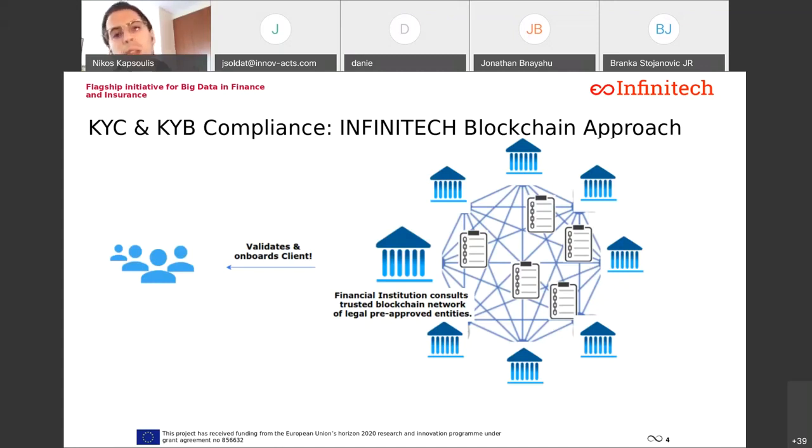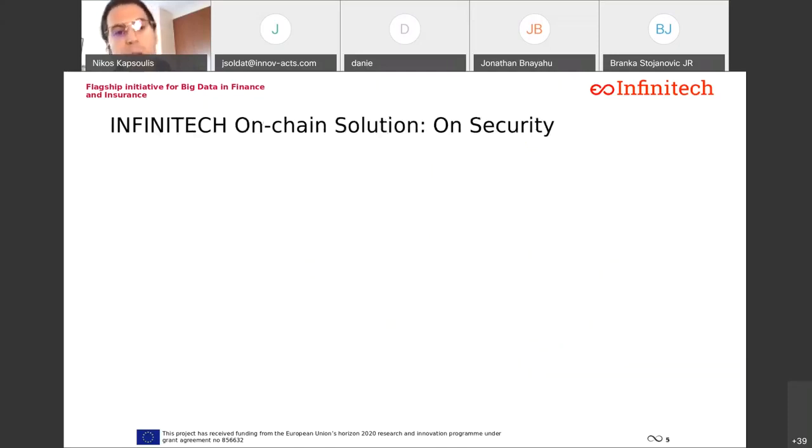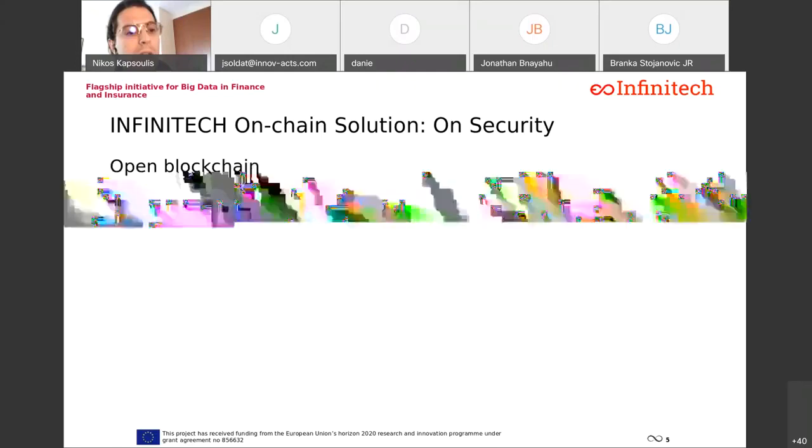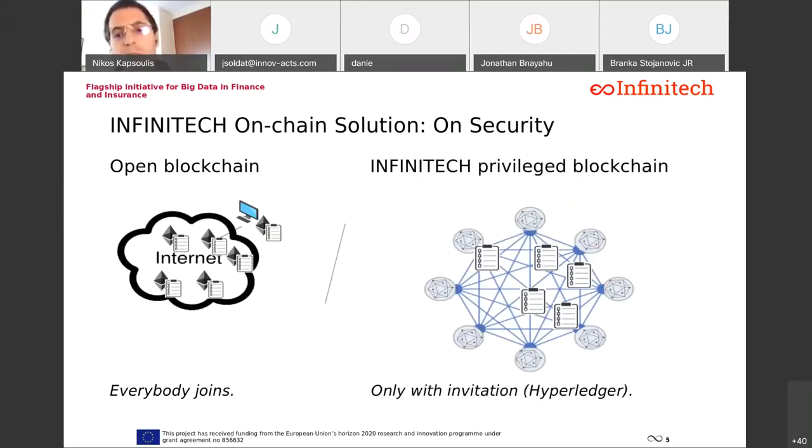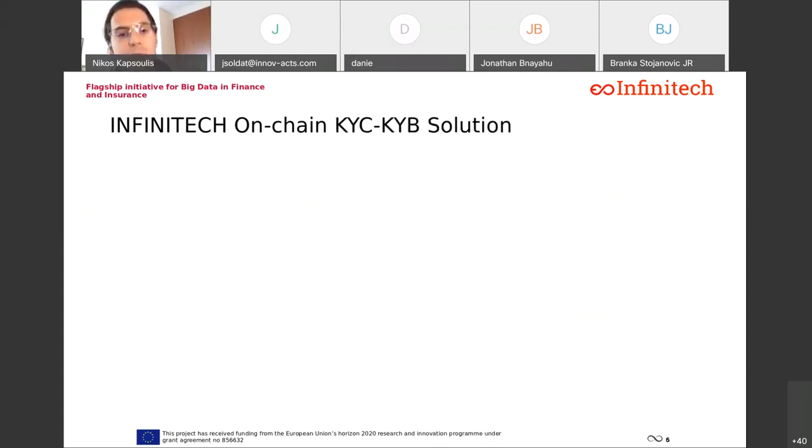So in a nutshell, this is how we approach the KYC KYB problem. And the first step in deep diving on this problem is that I want to mention the security one, because it is very important to understand the difference from the open blockchain that we hear about and most people are aware of, which is Bitcoin, Ethereum, and so on. Here we're talking about a private, privileged blockchain, due to the underlying Hyperledger platform.